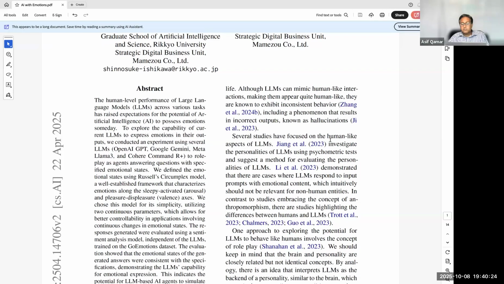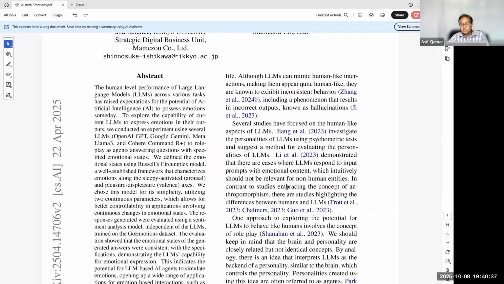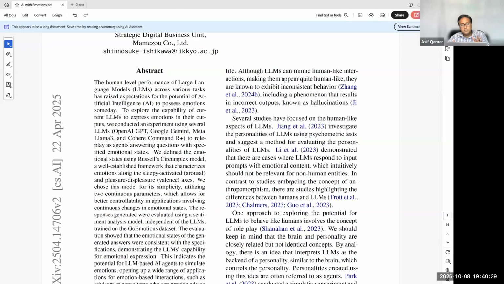Okay, several studies have focused on human-like aspects of LLMs. This paper investigates the personalities of LLMs using psychometric tests. As the paper goes through, the first thing the author is trying to do is set the context clearly that in this paper, we are going to talk about how we can only control the LLM responses, not anything about the mental state or emotional state of the user who is interacting with it. So that's very, very important. You need to keep that in mind.